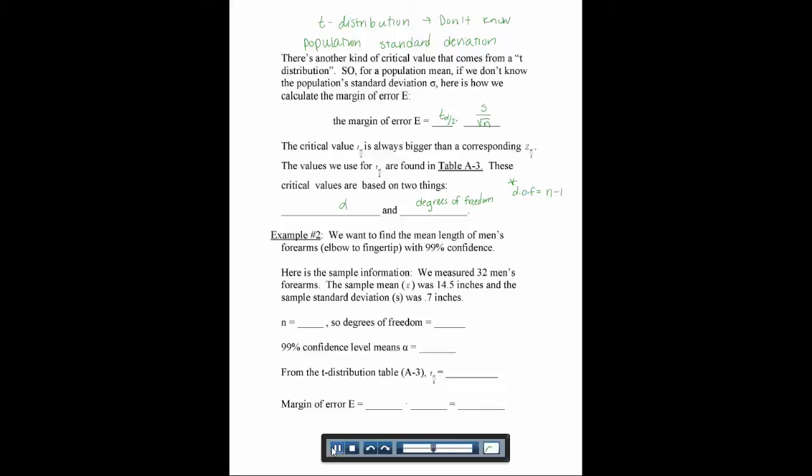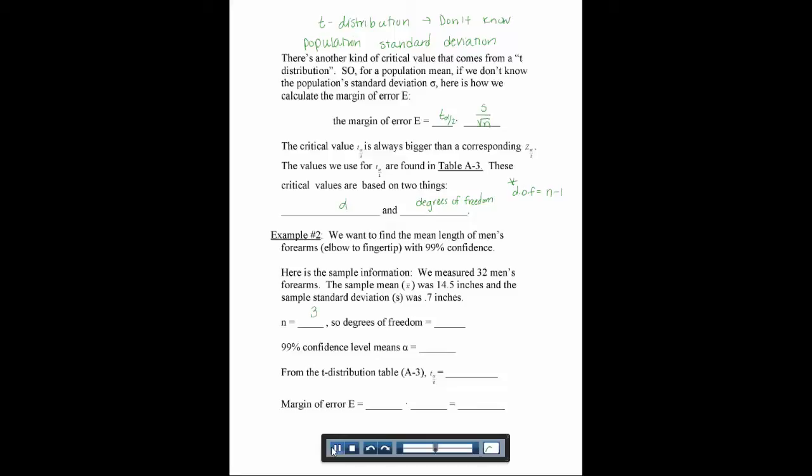Okay, so now we'll put this into practice. So example 2 says, we want to find the mean length of men's forearms, so from their elbow to their fingertip, with 99% confidence. So this might be used to make shirts that would fit most men. So here's our sample information. It says we measured 32 men's forearms. The sample mean was 14.5 inches, and the sample standard deviation was 0.7 inches. So n here is the sample size.